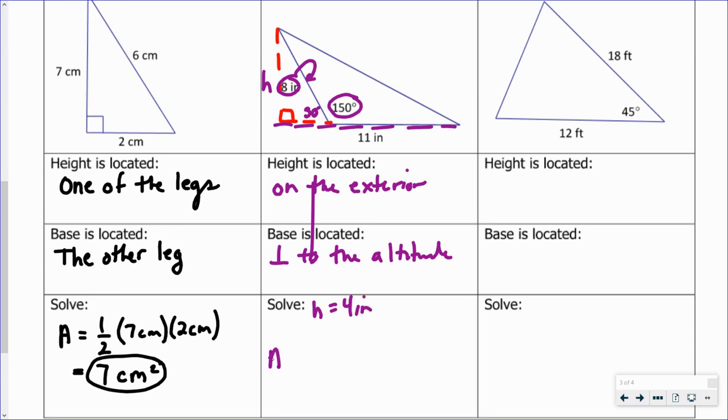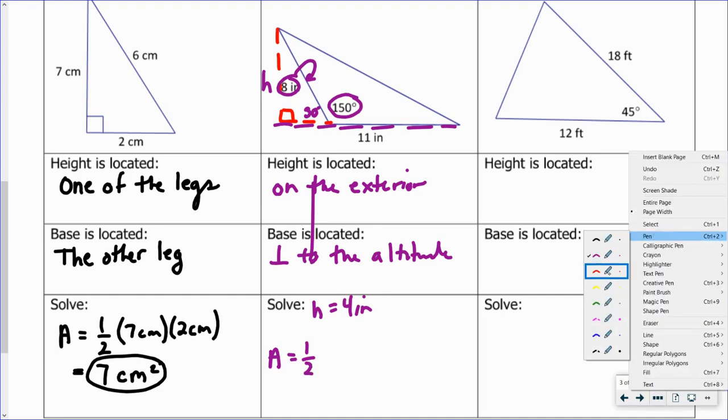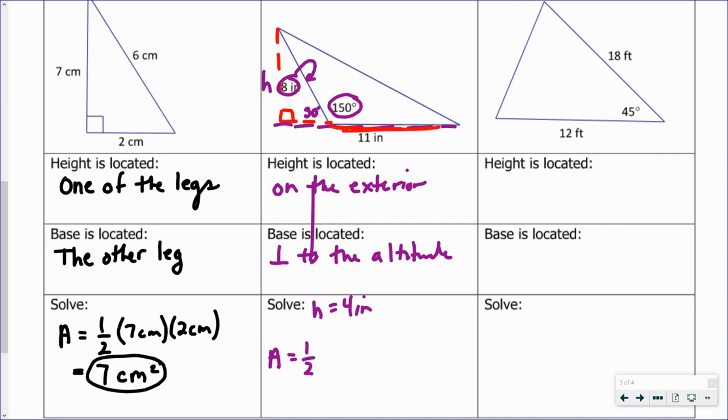So the area is 1/2 the base. Now the base is just the length that you see in the triangle. It's just this piece right here that you're given, so 11 inches. So that's 1/2 times 11 times the height, which is 4 inches. So the total area is going to be 22 square inches.